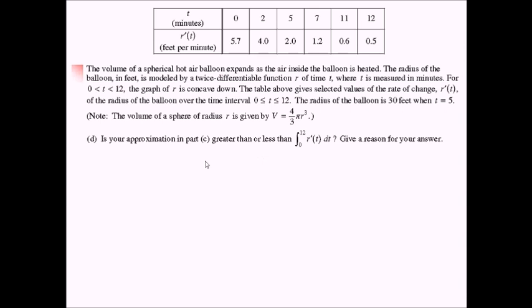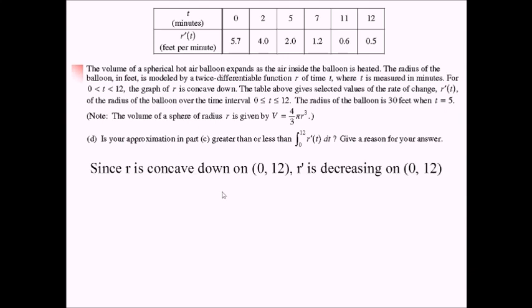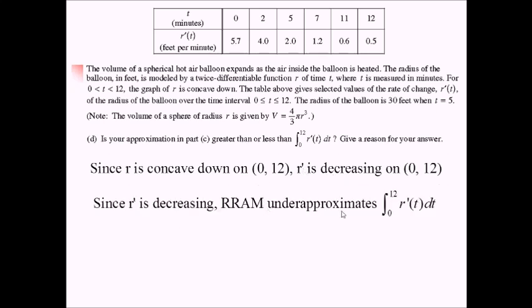So is our part C estimation greater than or less than? Part C estimation was a right Riemann sum. So the question here is the thing that we're trying to find the area under, is that increasing or decreasing? Is r prime increasing or decreasing? And that'll tell us everything we need to know, combined with what kind of RAM we were using. So looking at the problem here, the key part of the passage is for 0 less than t less than 12, the graph of r is concave down. Well, if the graph of r is concave down, that means that r prime must be decreasing on the interval from 0 to 12. And if r prime is decreasing, then RRAM is going to under-approximate the true value of the integral.